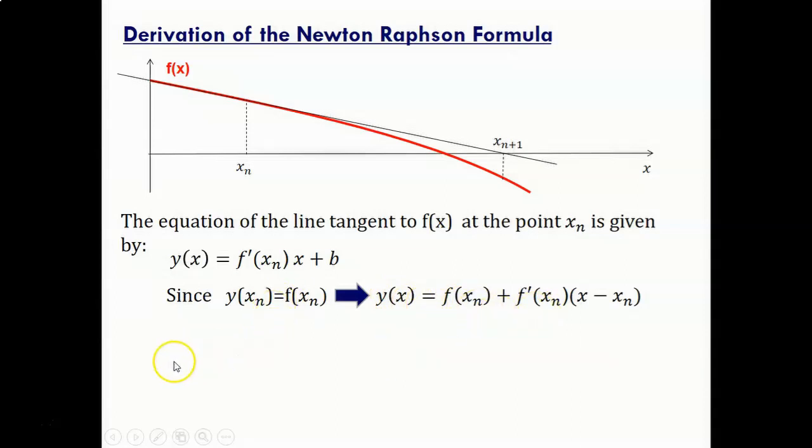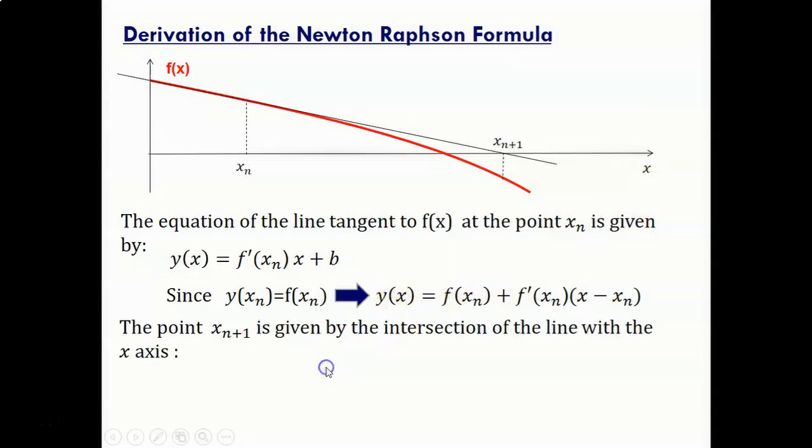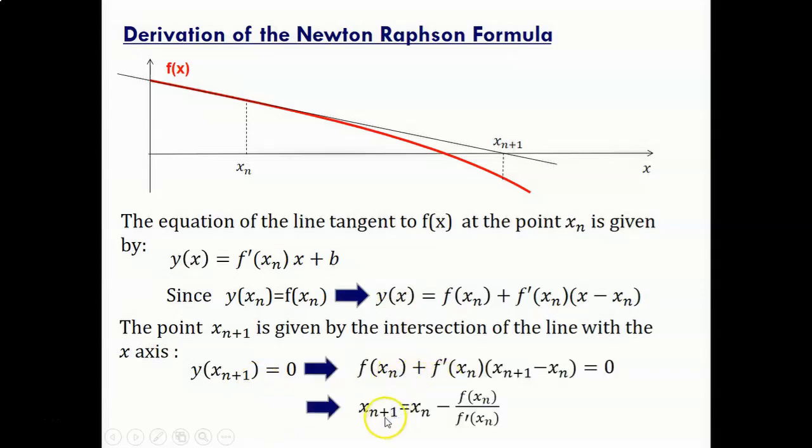Okay, so now xn plus 1 is given by the intersection of this line with the x-axis. Then y of xn plus 1 is equal to 0. Then we get the point xn plus 1 is equal to xn minus f of xn over f prime of xn. We get the Newton-Raphson formula.